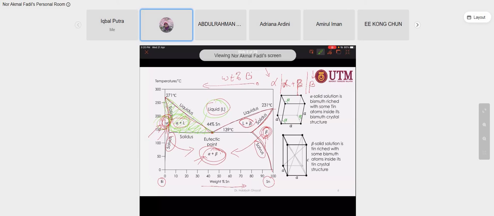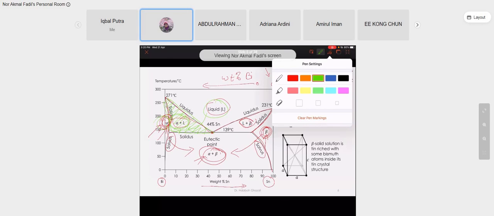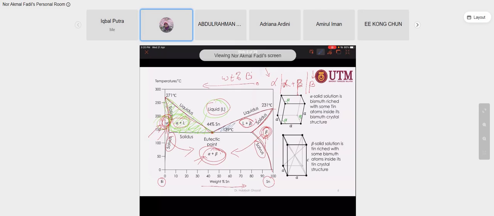For this region in the first diagram, it contains liquid plus beta. How we label this one is liquid coming from the left, and from the right is beta. So this is the system for the phase diagram. So the label, there is a liquidus and solidus line, and even a solvus line.